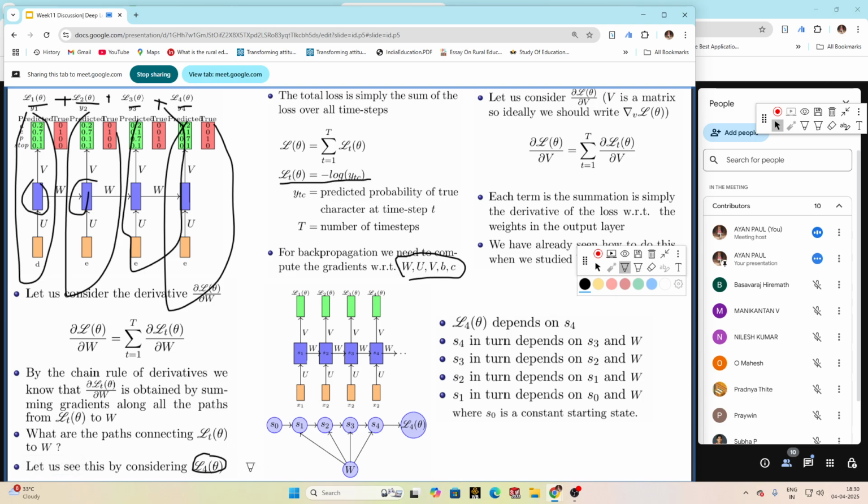So this is L4, and we are just interested in calculating dL4 by dW. As L4 will be dependent on s4, you have to see how this s4 is dependent. L4 depends on s4, s4 in turn depends on s3, s3 depends on s2, s2 depends on s1, and s1 depends on some constant s0. This s0 is nothing but bias, so let's just leave s0 for now. These are the things that your s4 will be dependent on.